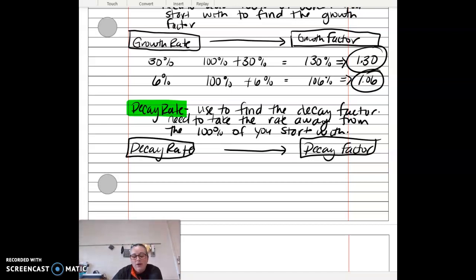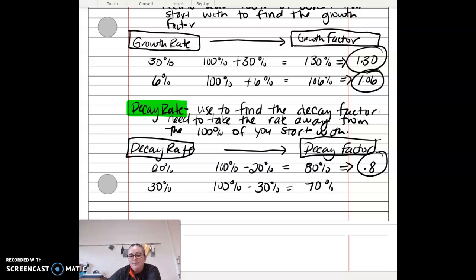So for example, on our homework, you had a decay rate. It was decaying at a rate of 20%. So to turn that into a decay factor, we took the 100% of what you started with, took away the 20%, which leaves you with 80% of the flea medication still working. Now 80% as a decimal is 0.8 or 0.80. This is what would go into our equation. So if we had a decay rate of 30%, we'd have 100% of what you started with, subtract off the 30%, which gave you 70%, and then as a decimal, that's 0.7. That would go into your equation.